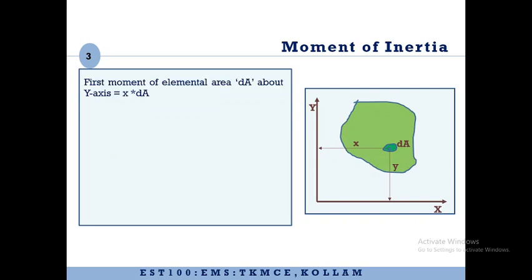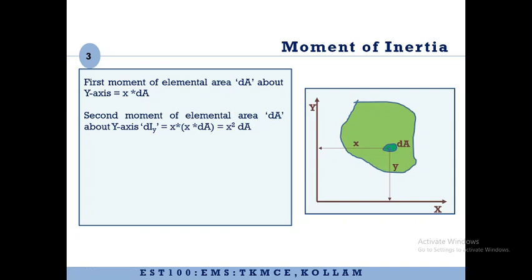So first moment of this elemental area about the y axis is equal to x into dA. What we are trying to do is we are simply going to take the moment of this area about the y axis, that is x into dA. That will give you the first moment of the elemental area about the y axis.